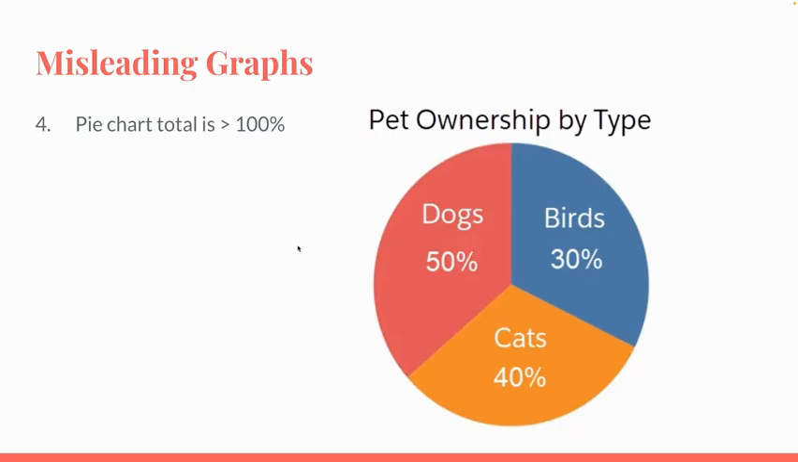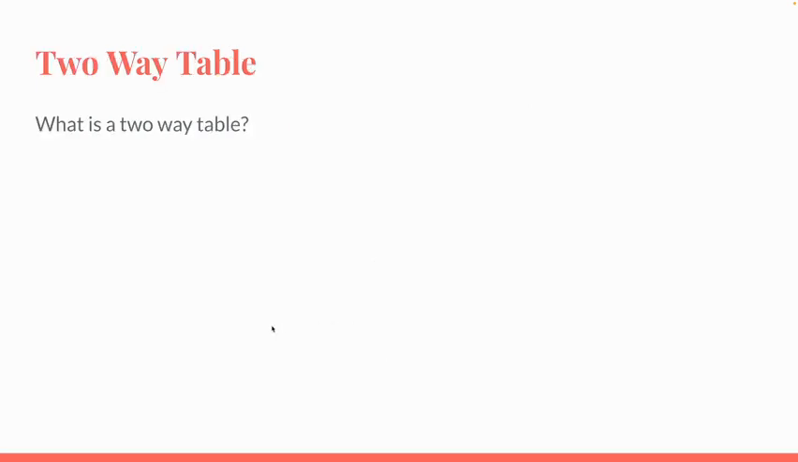Okay, misleading graphs. So like I was talking about a minute ago with the pie chart being greater than 100%. So pet ownership by type. So let's look, dogs 50. Is that even half of the pie? No. Birds 30%. Cats 40%. This doesn't make sense. So just make sure that you're using some common sense here.